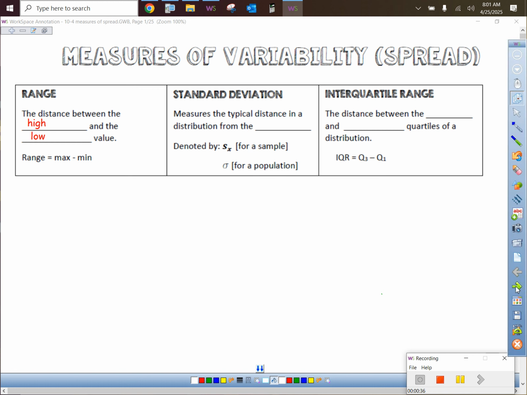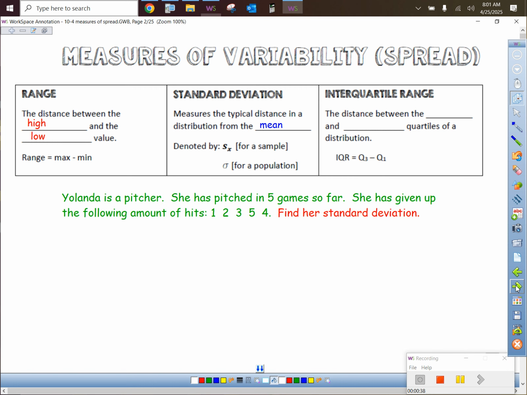So standard deviation gets easier as you go. It measures how typically you vary from the mean. It measures the typical distance in a distribution from the mean. And you're going to see some fancy symbols for it. For a sample, they use S sub x for standard deviation, and for a population, they use this Greek letter, known as sigma. And you can hold all your sigma jokes, because it's not what it means.